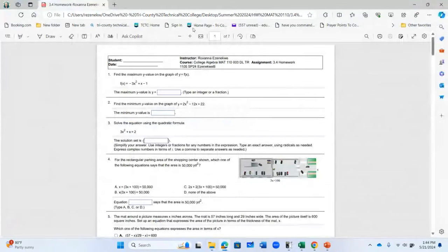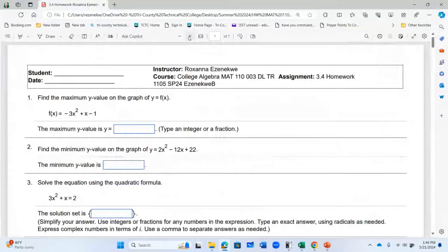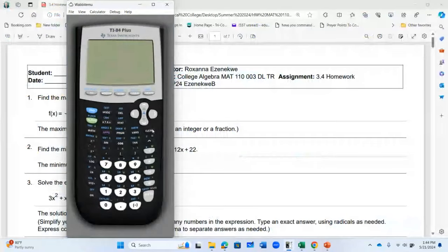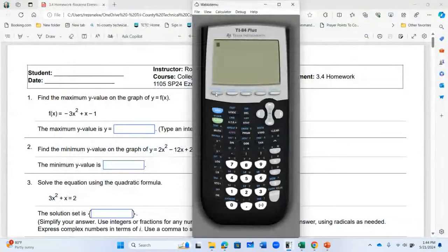And then I'm going to make it big. Find the maximum value. I already showed you how to find the maximum value. Let me tell you, if you don't have time to use the formula, put the function in your calculator. Draw the graph. Ask your calculator for the maximum point. All right, so that's what I'm going to do now. Number 1 of homework section 3.4. So I'm going to put in negative 3x squared.